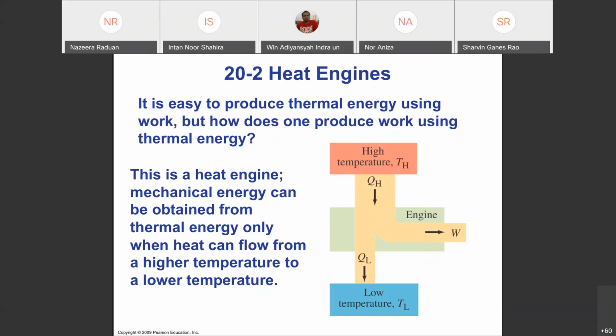Okay. So what is interesting here, a temperature difference will produce work, will produce energy. If you have the high temperature here, you see this one, this is high temperature, this is low temperature. There's a temperature gap. You can convert that into work, right? There's an engine that can convert temperature difference into work.